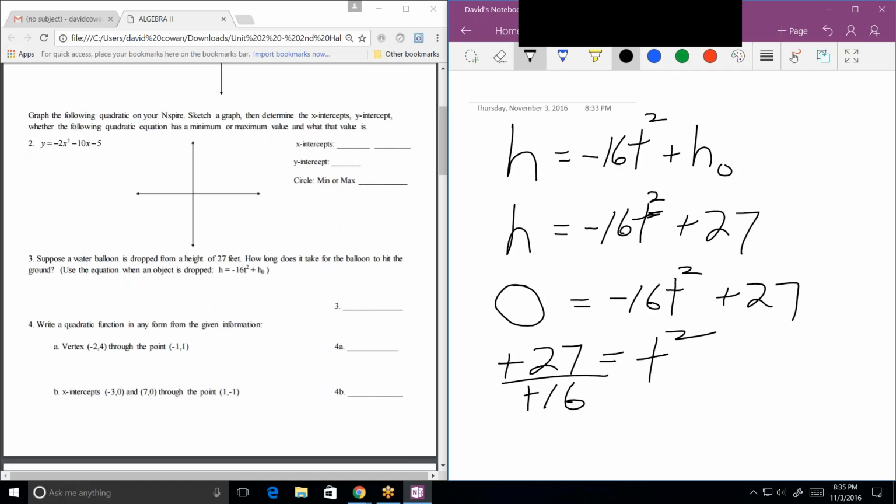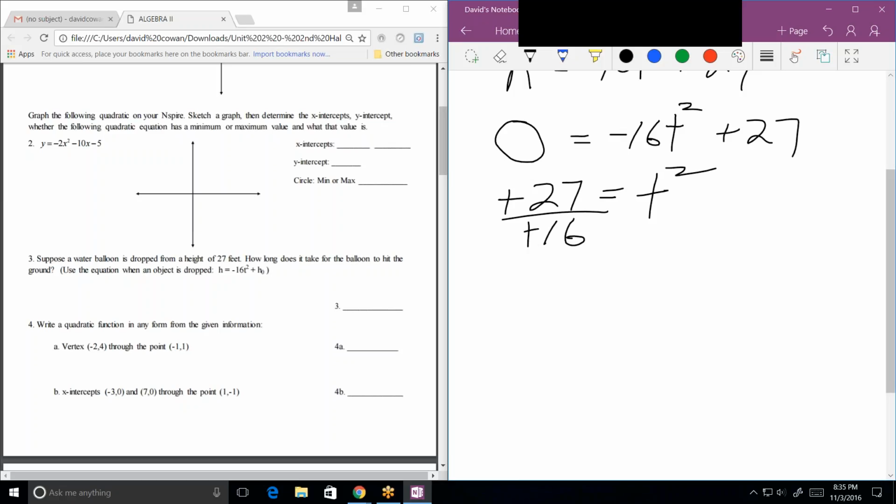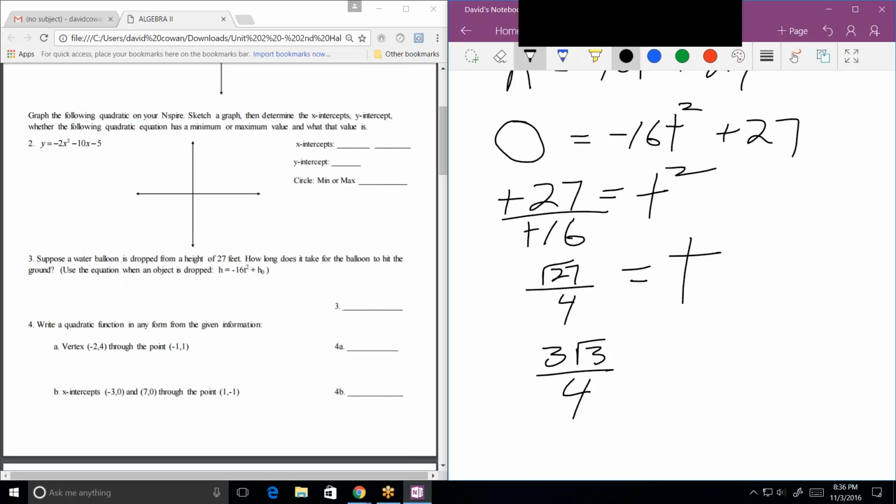Now what? You square root. So t, the time that it takes to hit the ground, is going to be the square root of 27 divided by 16, with square root of 16 being 4. And the square root of 27 is 3 times 9, so it can be written as 3 root 3 divided by 4. That's when it hits the ground.